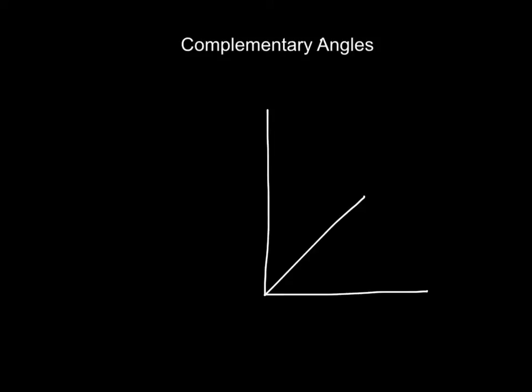Now for complementary angles. As you can see, complementary angles are adjacent, but they are special because they add up to 90 degrees. So complementary angles is when you have two angles that add up to 90. So for instance, this could be 50 degrees and this would be 40 degrees. Any two angles that add up to 90 are considered complementary.